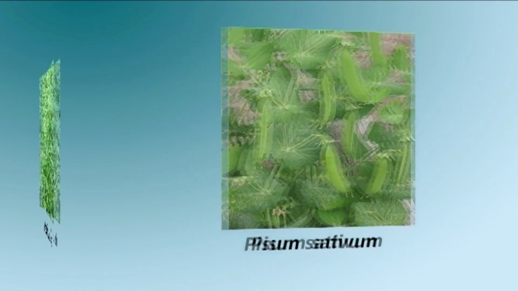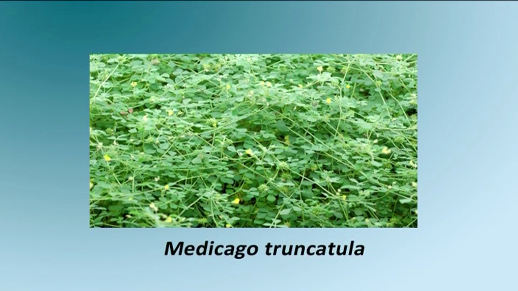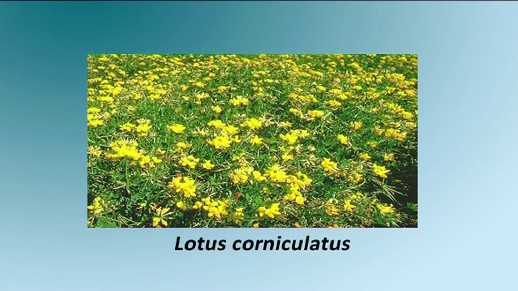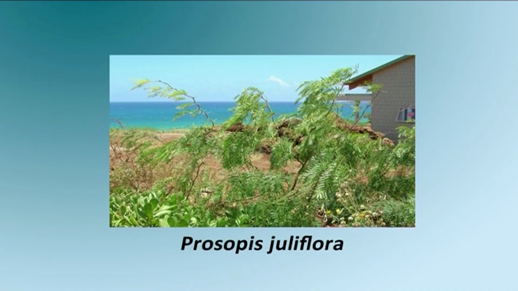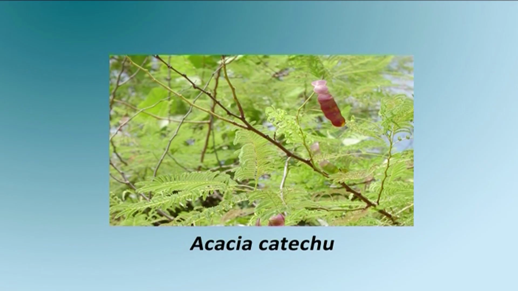Fabaceae play an important role in the terrestrial nitrogen cycle. They fix atmospheric dinitrogen into plant usable forms and make soil fertile. The family includes several species studied as genetic and genomic model systems, for example, Pisum, Medicago truncatula and Lotus corniculatus. Use of leguminous plants as windbreaks, that's Prosopis, and a source of caoutchouc, that's Acacia, is also known.